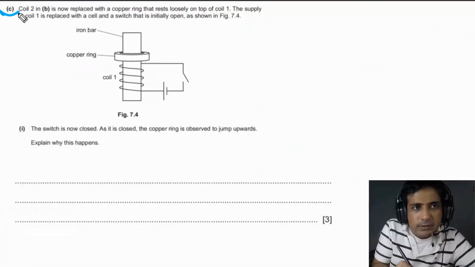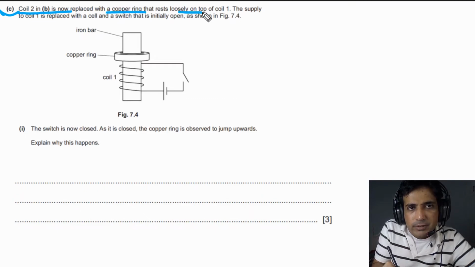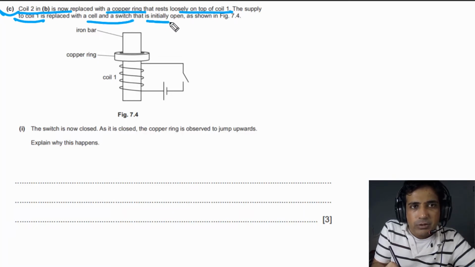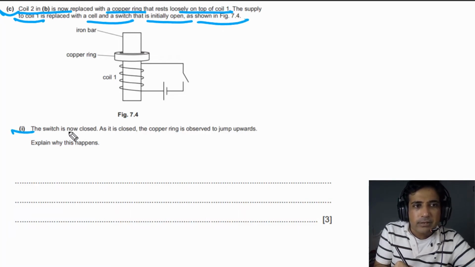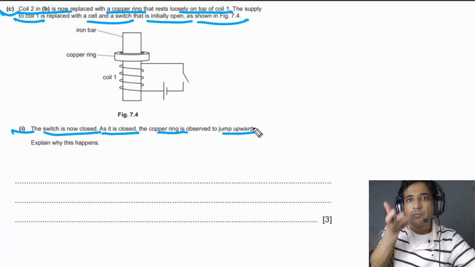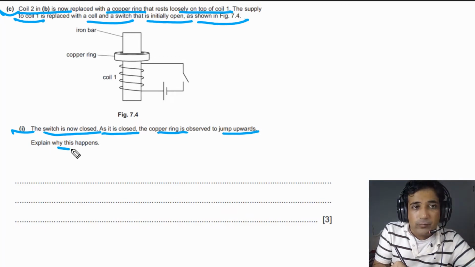Part C, it is given to us coil 2 in B is now replaced with a copper ring that rests loosely on top of coil 1. The supply to coil 1 is replaced with a cell and a switch, and switch is initially open as shown in figure 7.4. For part C1, it is given to us the switch is now closed. As it is closed, the copper ring is observed to jump upwards, means ring moves upwards. We need to explain why this happens.